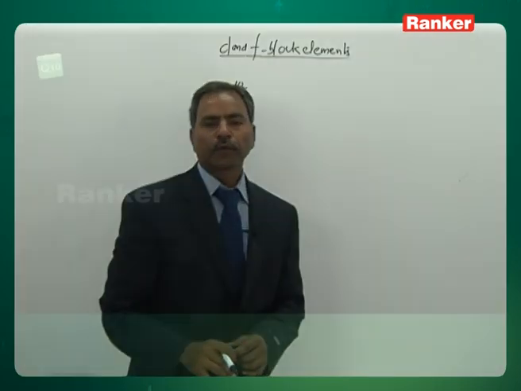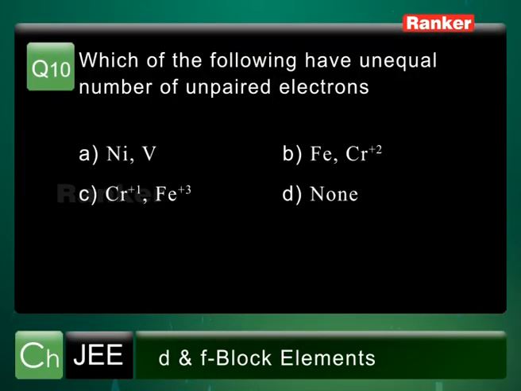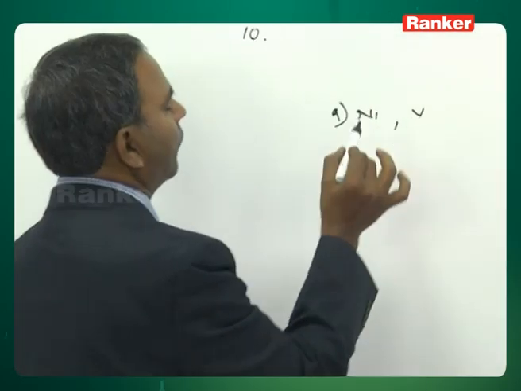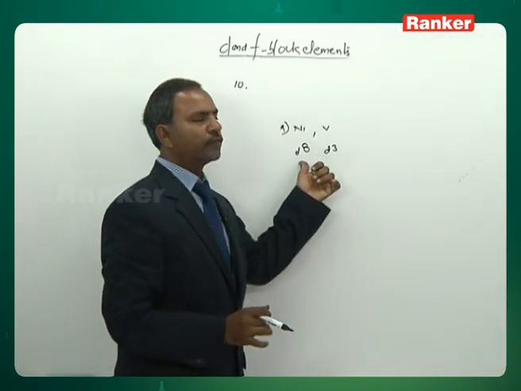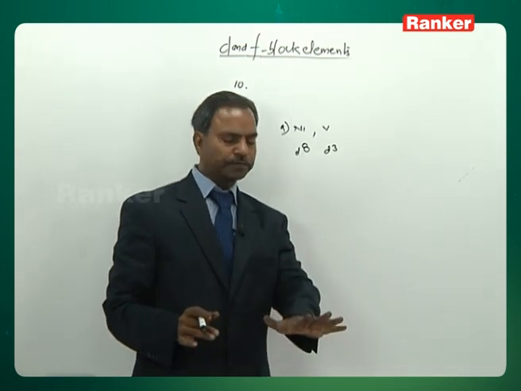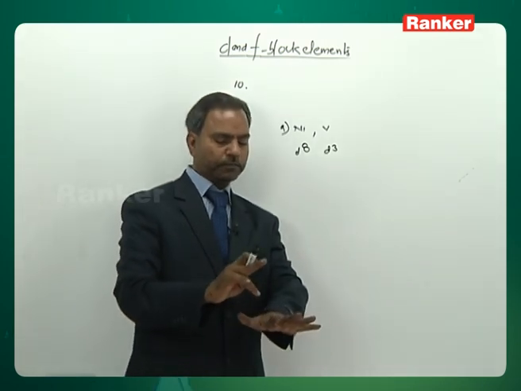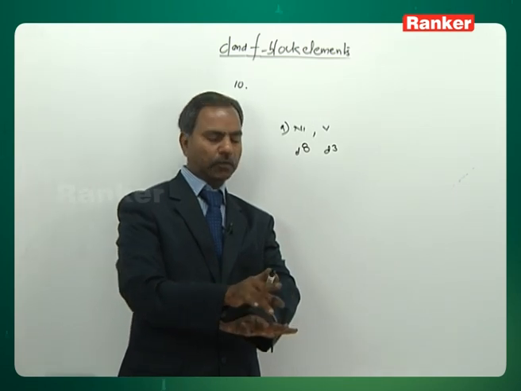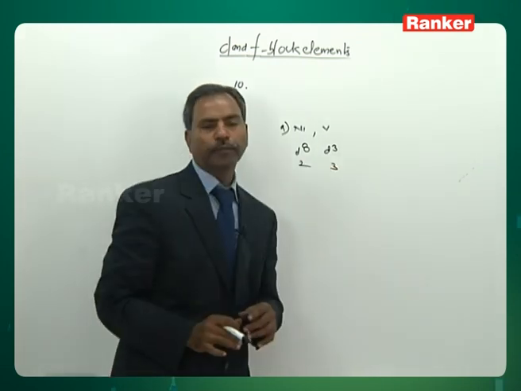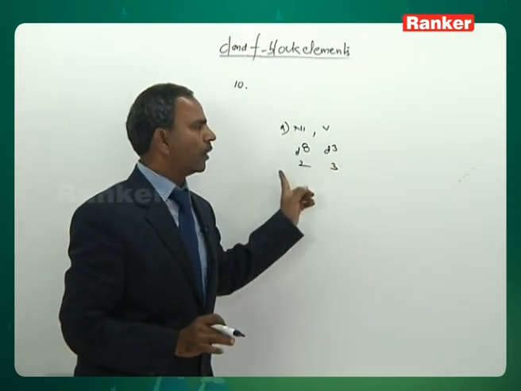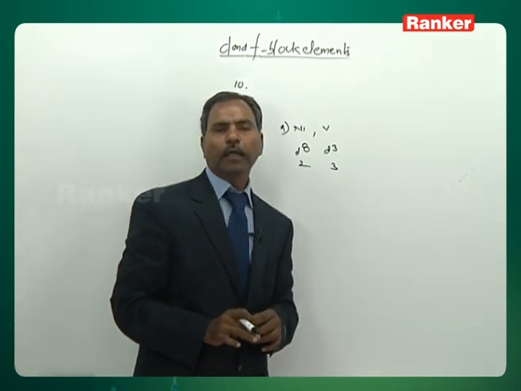Coming to question number 10, which of the following have an unequal number of unpaired electrons? Option A, nickel and vanadium. Nickel's electronic configuration is d8 and vanadium's is d3. D8 means 2 unpaired electrons, since the 6th, 7th and 8th are paired. So nickel is carrying 2 and vanadium is carrying 3. Unequal number of unpaired electrons, nickel and vanadium.